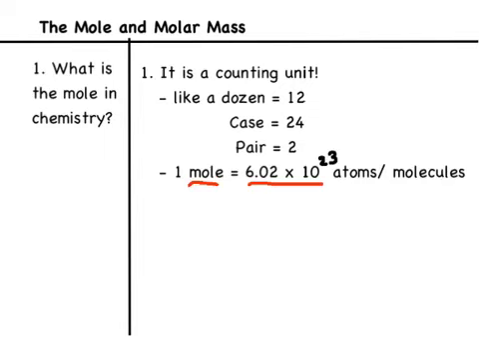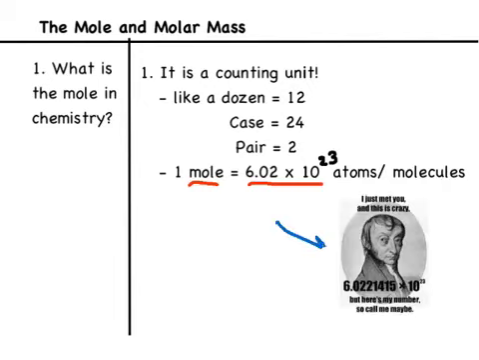Now, this is what we call Avogadro's number, because this guy right here came up with this number of atoms based on, I think, the carbon atom. So 6.02 times 10 to the 23rd, that is his number. So call him maybe. All right.